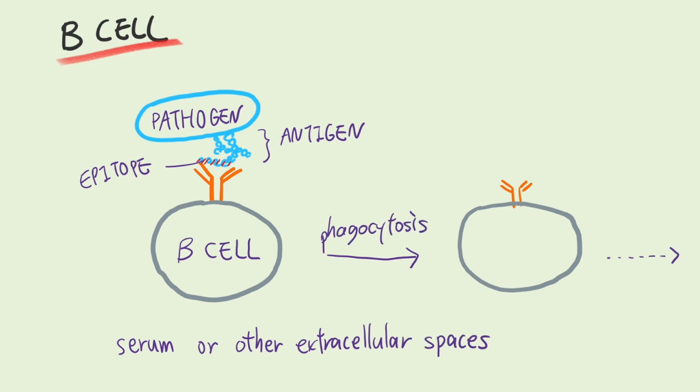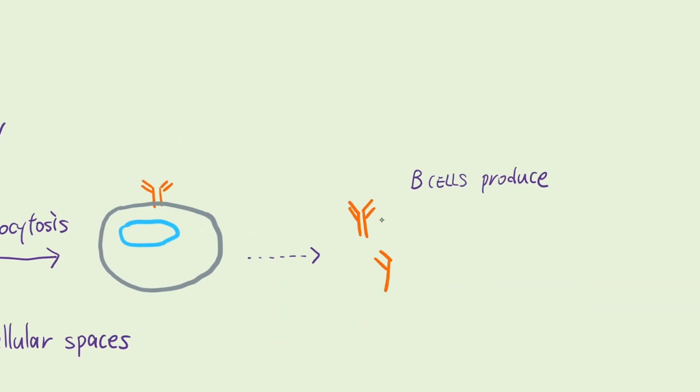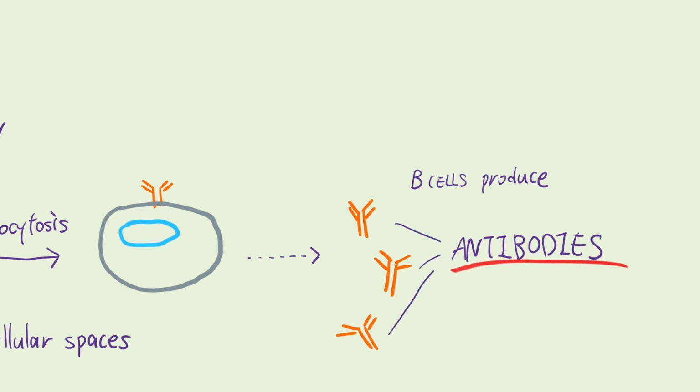When the antigen and the receptor bind together, the B cell is capable of phagocytosis. And, within a few steps, produces antibodies. These antibodies are also able to bind to antigens directly on their epitopes.